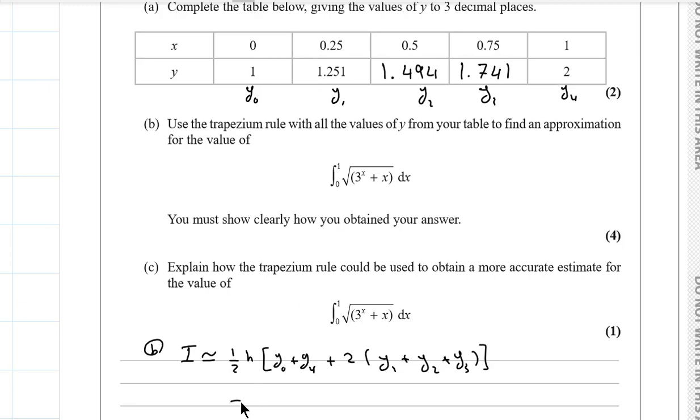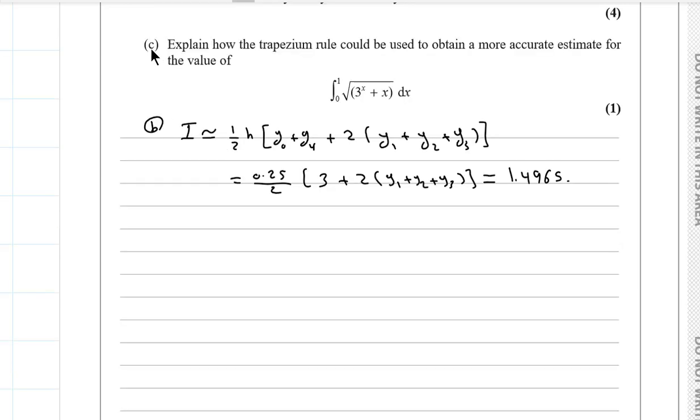So the answer will be 0.25 over 2 multiplied by y0 plus y4, which is 1 plus 2, which is 3, plus 2 multiplied by y1 plus y2 plus y3, and the final answer will be 1.4965. Okay.